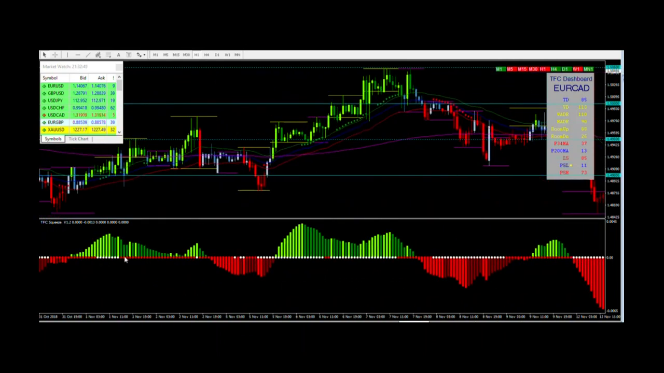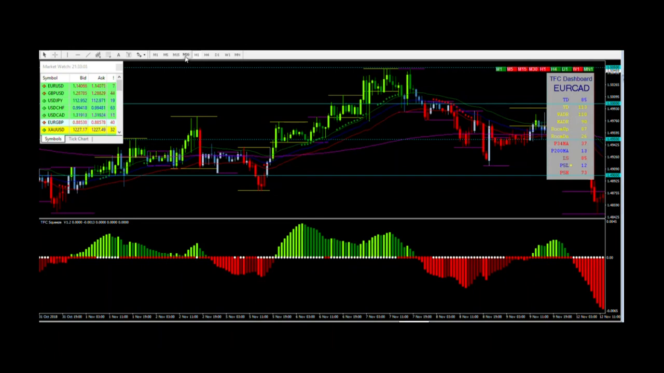Look along here, look at the length of that. Now this is a 1 hour chart, so every one of those dots is 1 hour. That's something like a 24-hour squeeze. 24 hours of low volatility, 24 hours of a coiled spring ready to go.